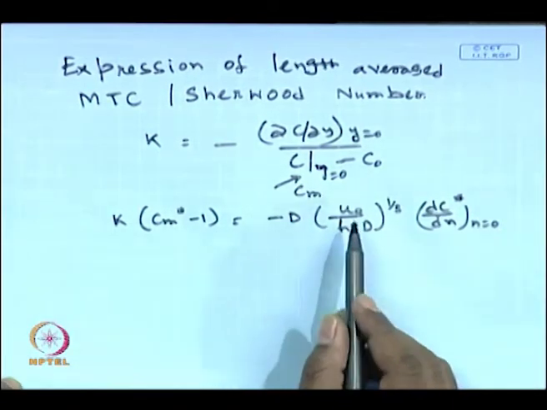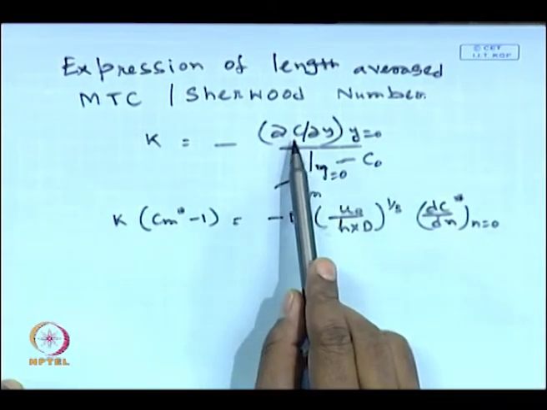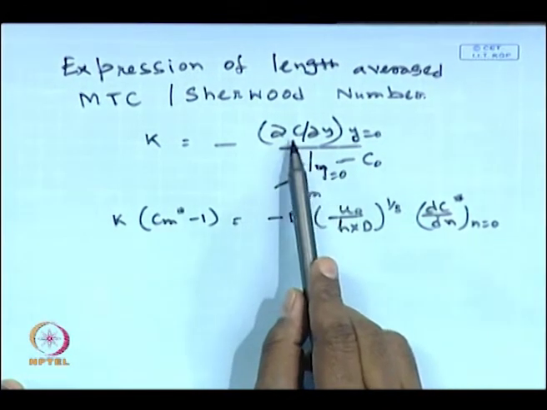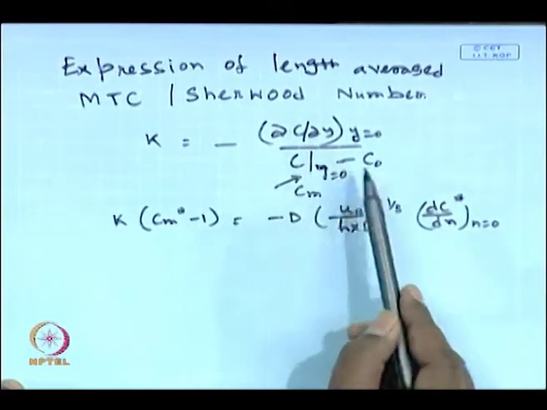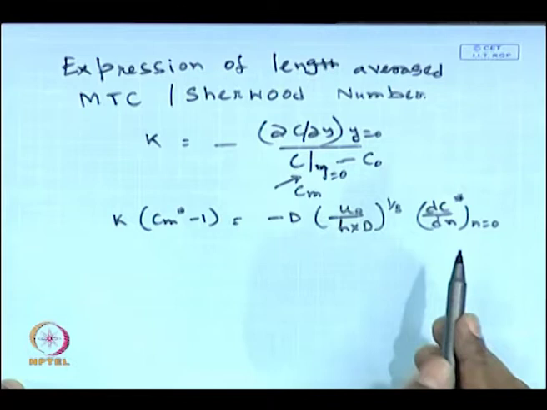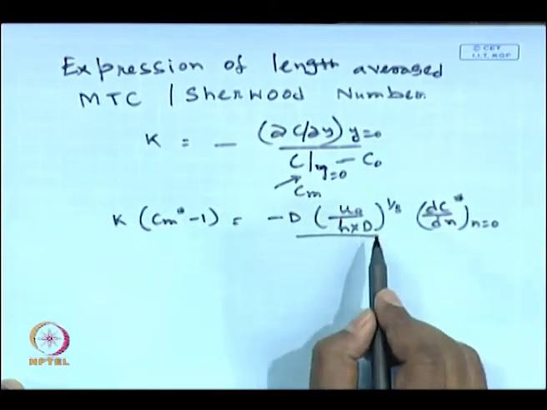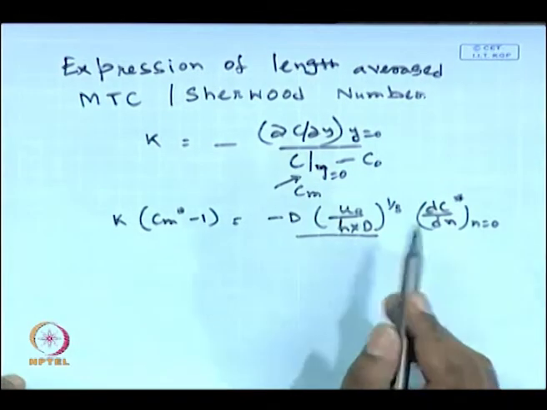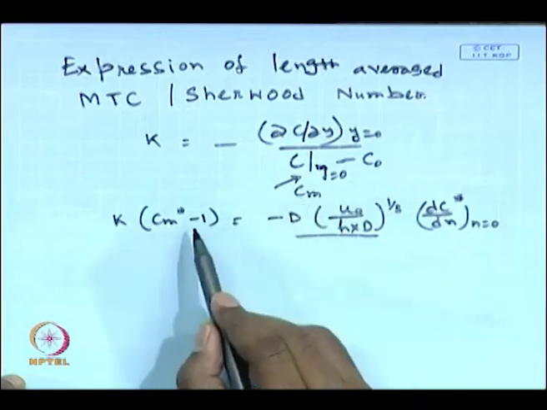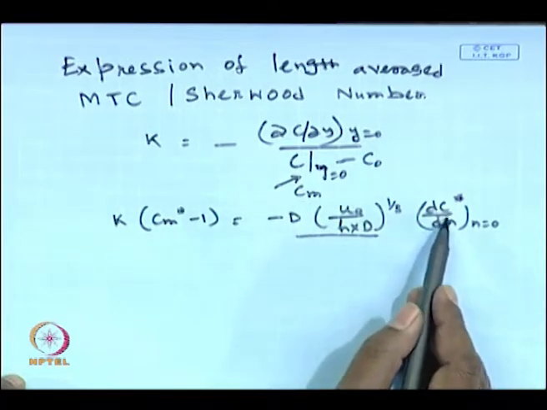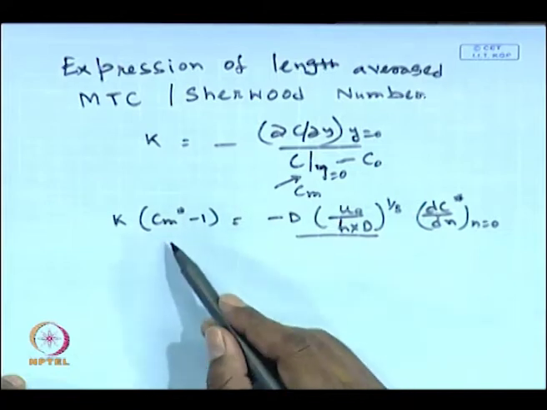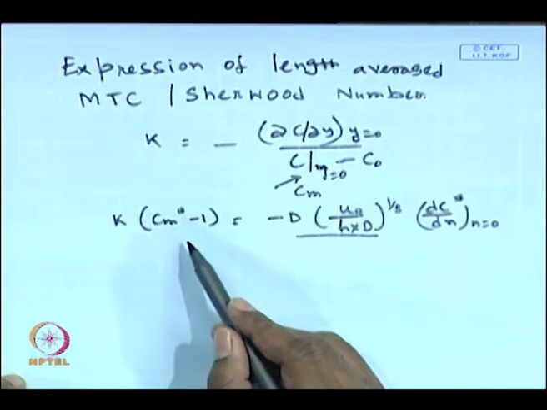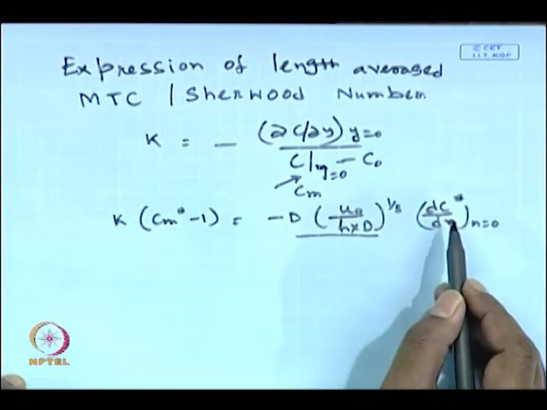How did you get this expression? We expressed del c del y, the derivative with respect to y, in terms of dc d eta, the similarity parameter. Once you do that, all these things will appear. I told you to take it as a home assignment to get this derivation. C at y equal to 0 is nothing but Cm, and we just divided both expressions by C naught so that we can express the concentration as a non-dimensional quantity. So Cm star is Cm by C naught and C star is C by C naught.